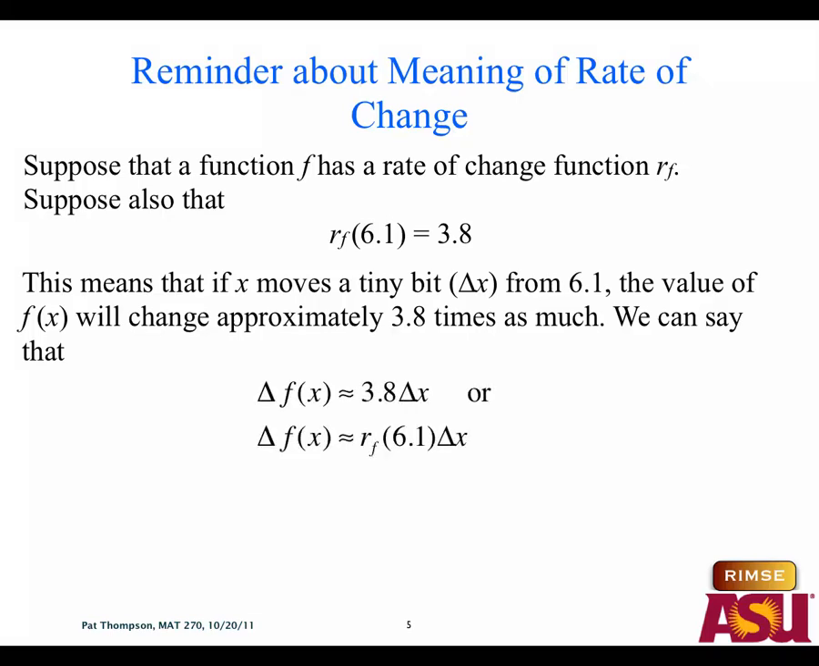So that means if x moves a tiny bit from 6.1, the value of f of x will change approximately 3.8 times as much as however we make that little change. Okay? So delta y equals k delta x. And so what is k? K is this 3.8. K is a value of rate of change. So for a very small change in x from 6.1, our output will change 3.8 times as much as the change in x.